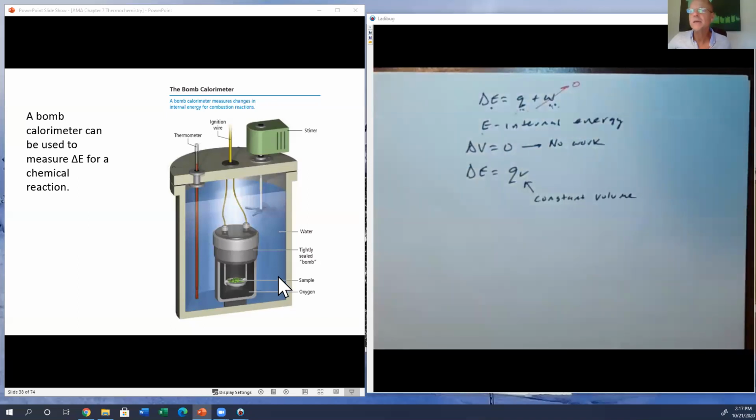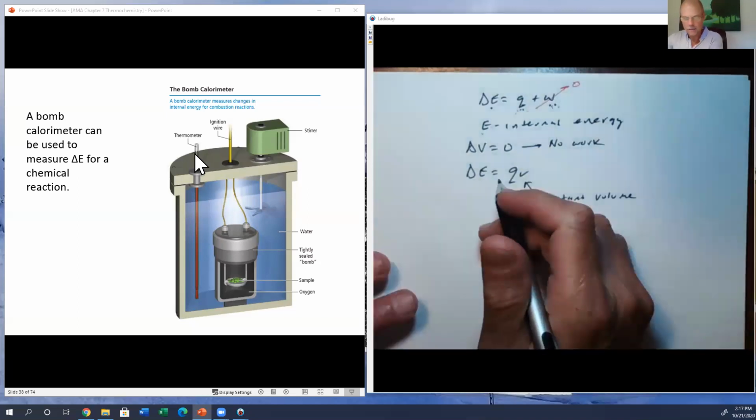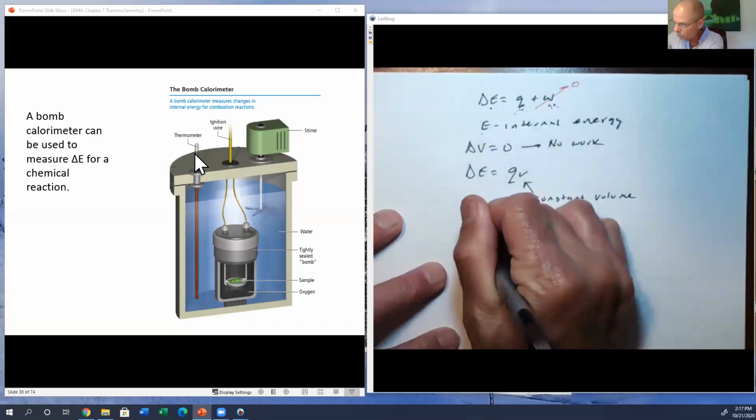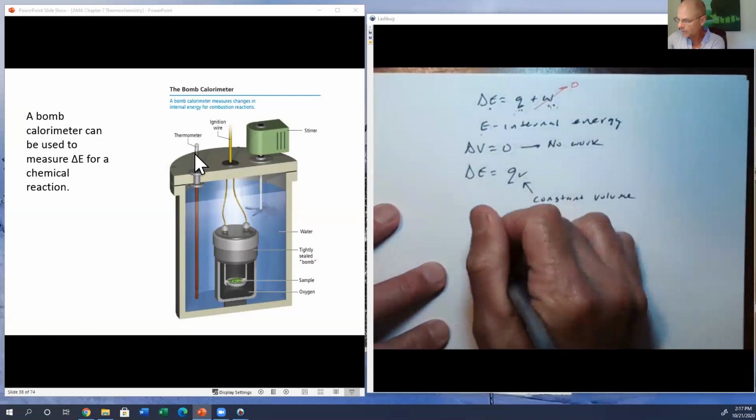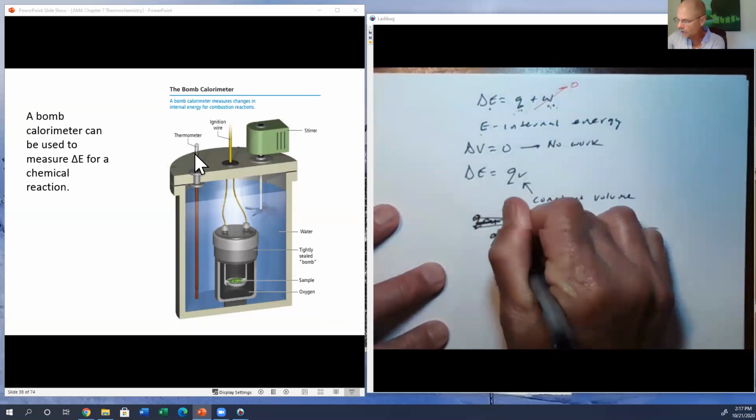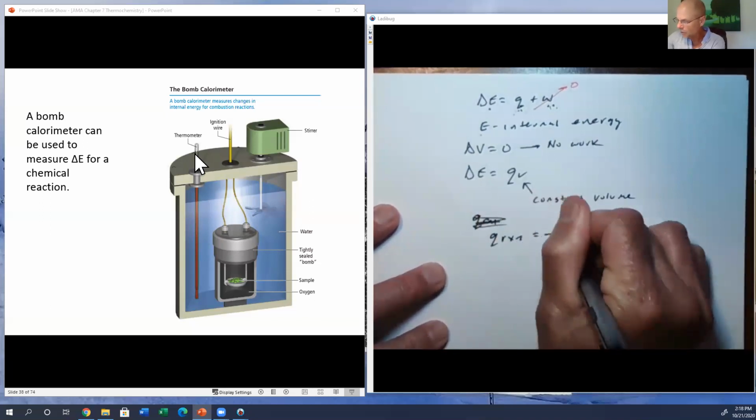Q is the amount of heat being given off. That heat goes into the calorimeter and raises the temperature of the calorimeter, and you can measure that with a thermometer, right? So you can get delta T. And then we write that Q reaction is equal to minus Q calorimeter, right?